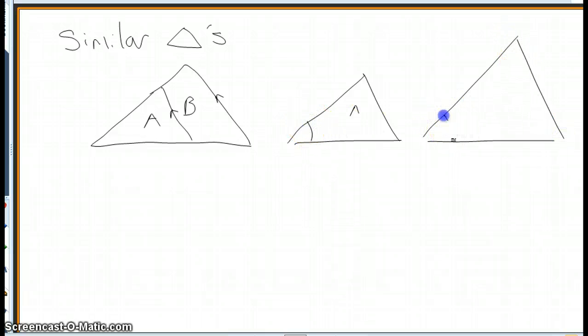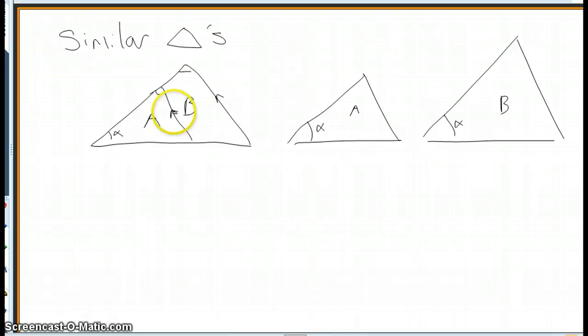Notice that these two angles here are common for both the small and the big triangle. If I call that alpha, those angles are all the same. The same can be said about this angle and this angle. They are identical angles, because they are corresponding angles.